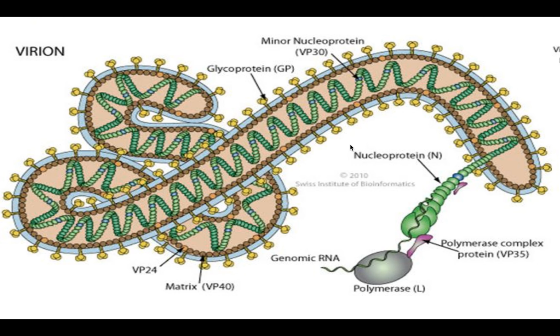Here is a picture of the structure of the virion of the filoviruses. This is intended for visualization purposes. As you can see, all of the proteins that we just discussed are on this picture, showing you the location of the proteins on the structure of the virion.